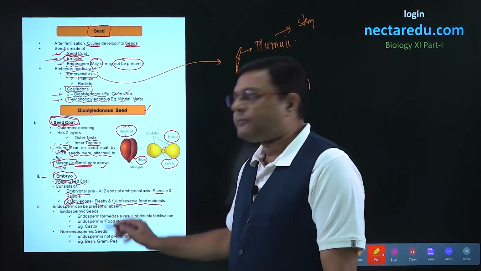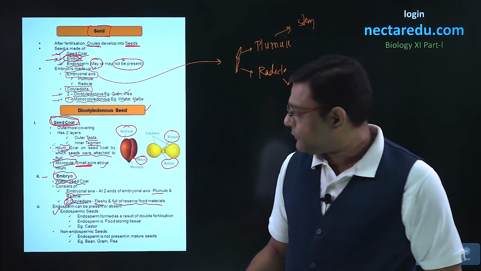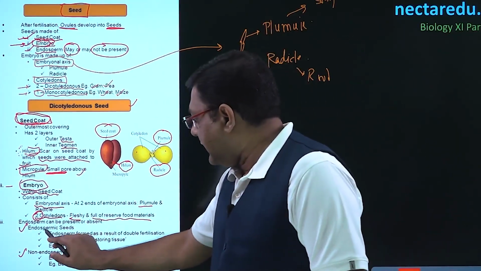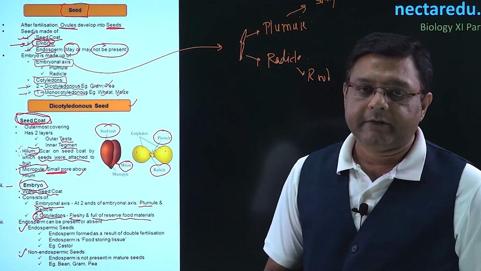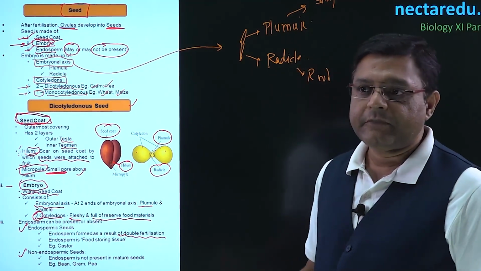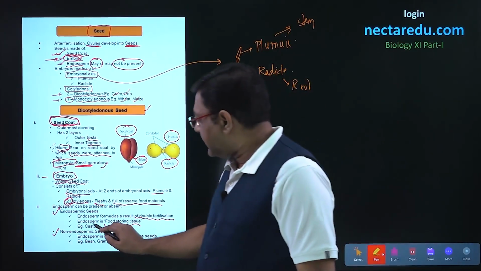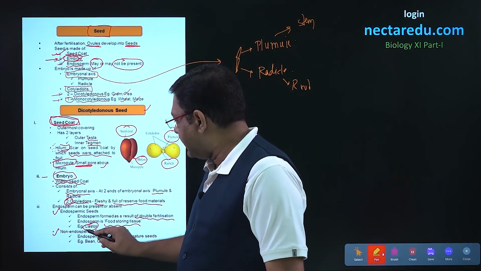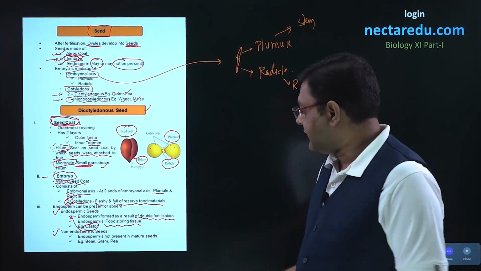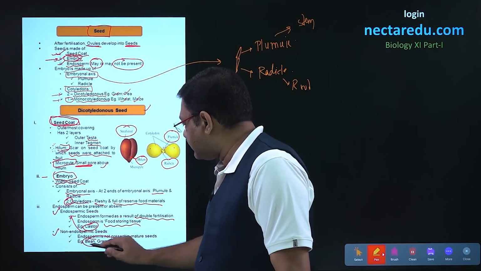If endosperm is present, then we call it endospermic seed, and if endosperm is absent, we call it non-endospermic seed. In case endosperm is present, endosperm will be formed as a result of double fertilization. Endosperm is a food storing tissue, and castor is an example of a dicot seed in which endosperm is found. And if endosperm is absent and it is a non-endospermic seed, examples will be beans, grams, and the peas.